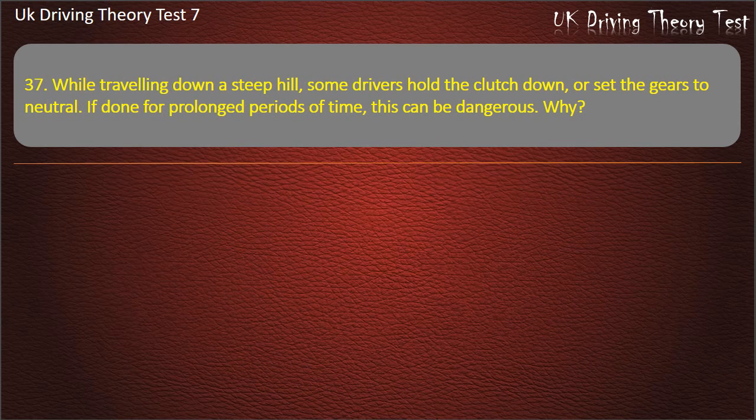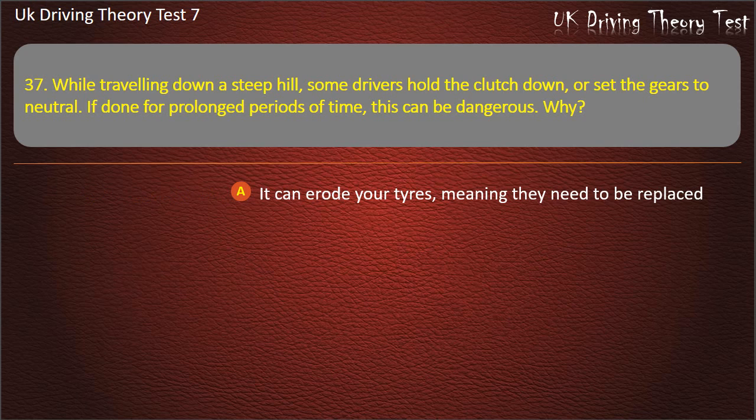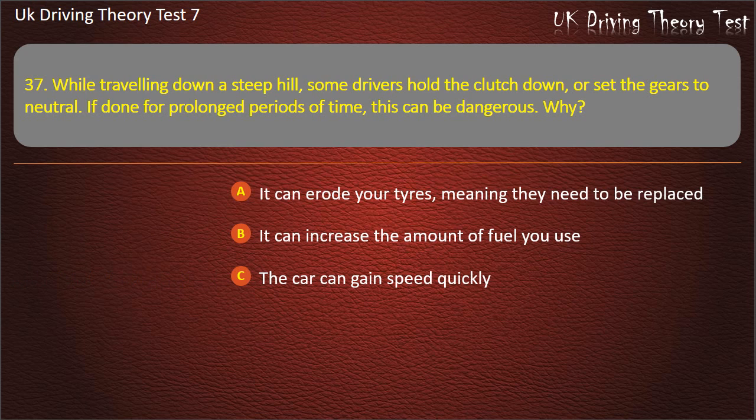Question 37. While traveling down a steep hill, some drivers hold the clutch down, or set the gears to neutral. If done for prolonged periods of time, this can be dangerous. Why? It can erode your tires, meaning they need to be replaced. It can increase the amount of fuel you use. The car can gain speed quickly. It can harm your engine and lower its lifespan. Answer. The car can gain speed quickly.